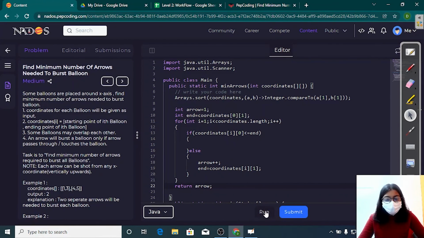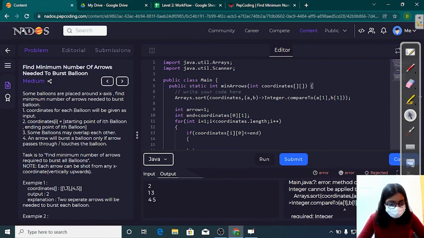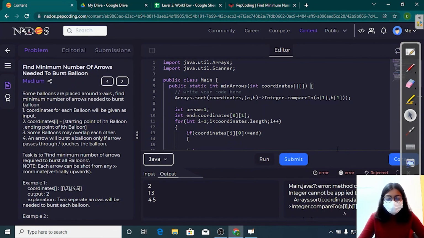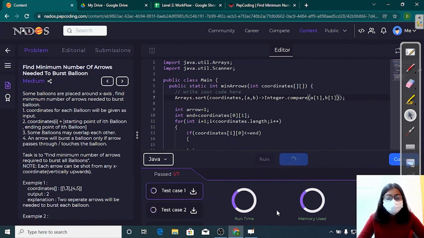Okay, now let's try to run this. a of 1 comma b of 1. Okay, let's see what's wrong with this. Here it will be, I guess, compare only, not compareTo. Now let's try to run this. Okay, successful. And now let's try to submit this.